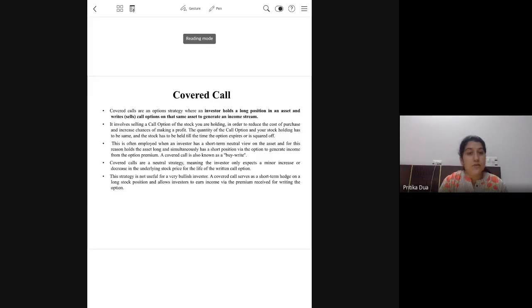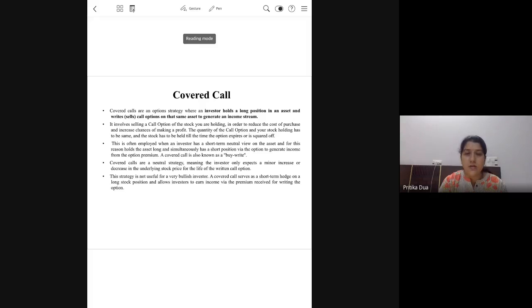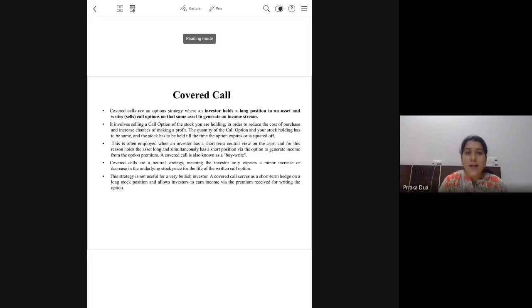Now this strategy works only when you have a neutral view of the market. If you are bullish on the market, you are expecting an increase in the price of the share, don't write a call option. It is just better to hold your position in the asset. On the other hand, if you are bearish on the market, you are expecting a fall in the share price, it is better to sell the shares today rather than writing a call option, because even if you are pocketing the premium, there will be a loss.